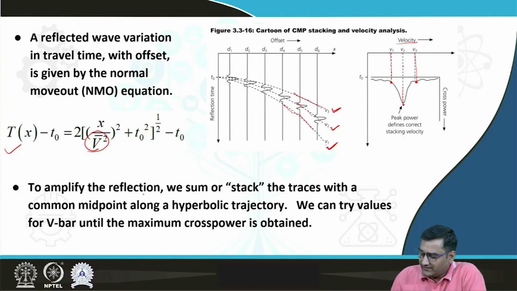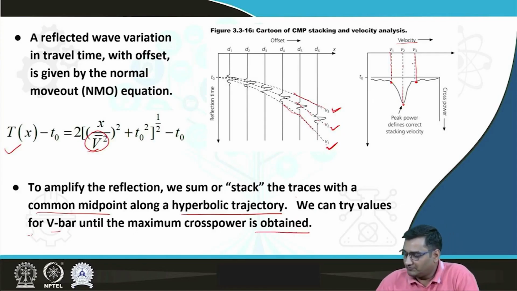So, to amplify the reflection, we sum or stack the traces with a common midpoint along a hyperbolic trajectory. We can try values for V bar until the maximum cross power is obtained. This particular velocity is known as the stacking velocity. In this case, V2 corresponds to the maximum cross power. So, that will be used to align our traces and then for the stacking purposes.